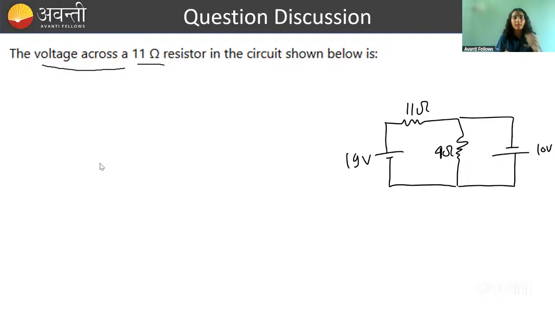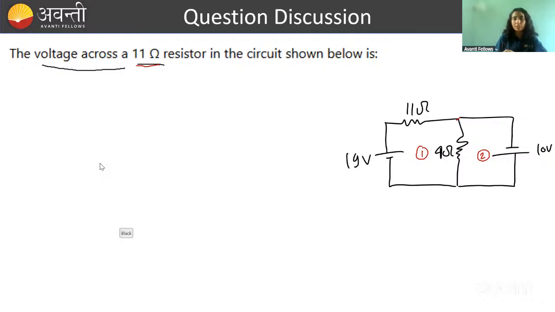What you are asked is the voltage drop across the 11 ohm resistor. So how to solve this circuit where we have two batteries and two different loops? There are two loops. This is loop one, this is loop two. So how to solve such questions where you are getting more than one battery, more than one loop?